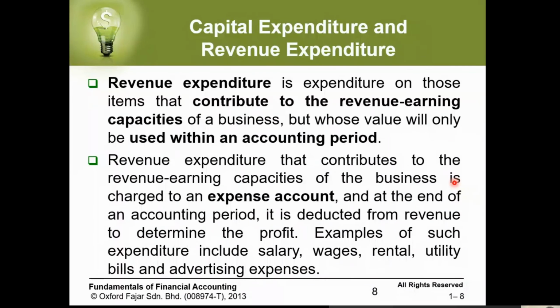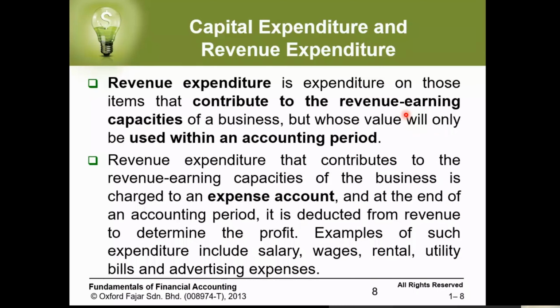So let's talk about the difference between capital expenditure and revenue expenditure. Revenue expenditure is expenditure on those items that contribute to the revenue earning capacity of the business, but whose value will only be used within an accounting period.